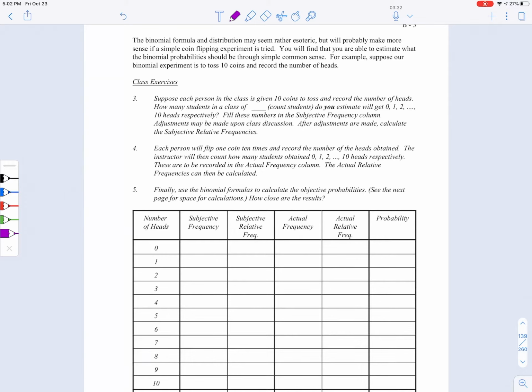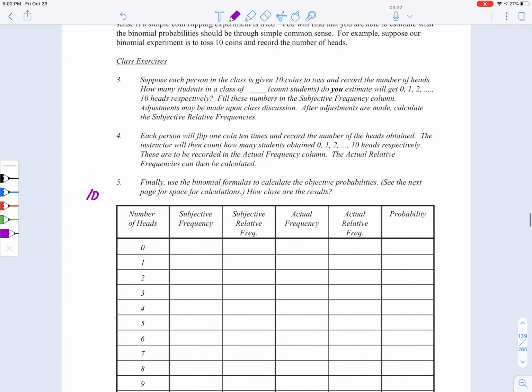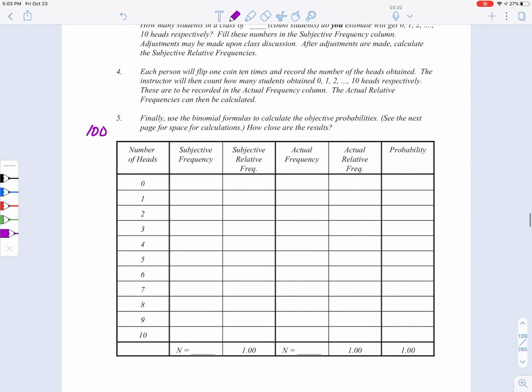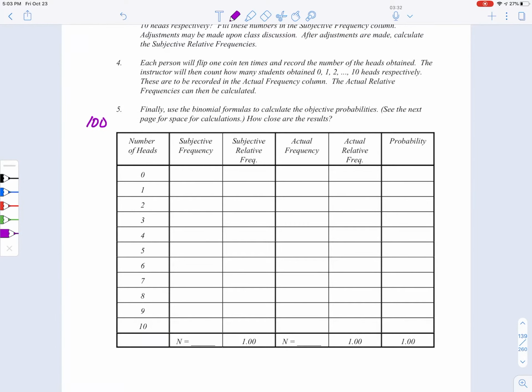The question is, how many of you do you think would get no heads? So all tails. How many of you would get 1 head? How many of you would get 2 heads? How many would get 3 heads? And so on. So you might want to think of, let's say we had 100 people here. Out of 100 people, how many do you think would get no heads? So 10 tails. And just write that down here. And then add them all up, and of course they should add up to 100.